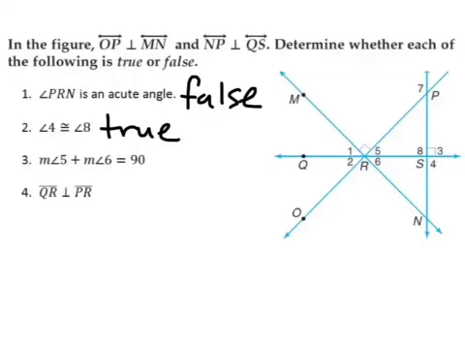Observation number 3. Is it true that the measure of angle 5 plus the measure of angle 6 is 90 degrees? Again, as previously observed, we said that angle PRN is a 90-degree angle. So it's certainly true that 5 and 6 add up to 90 degrees.